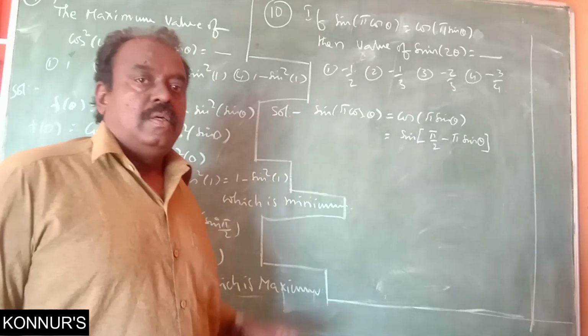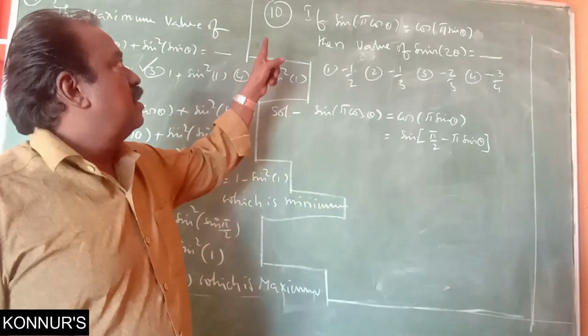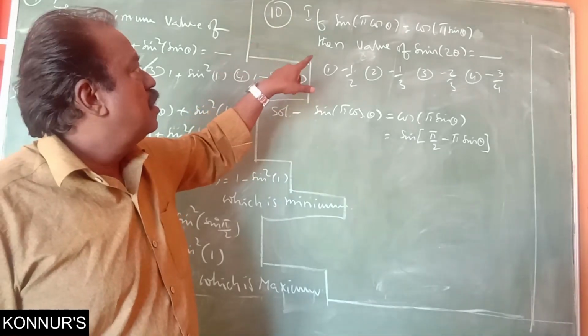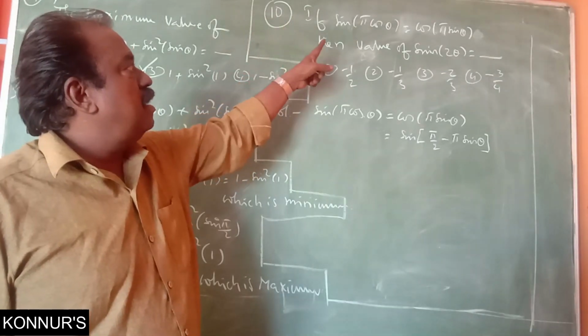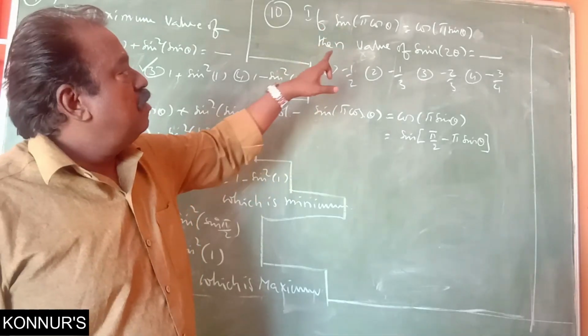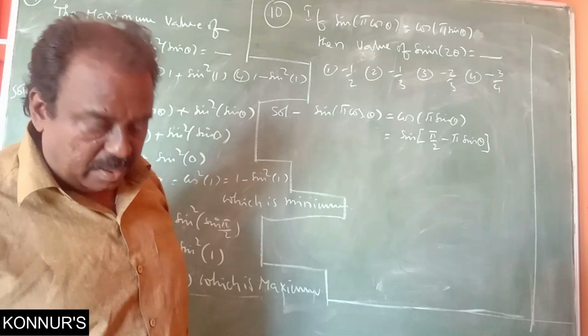Okay. Next, 10th problem. In this video, this is the last problem. We are given that if sine of pi cos theta is equal to cos of pi sin theta, what is the value of sine of 2 theta?